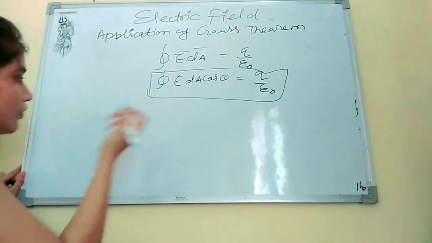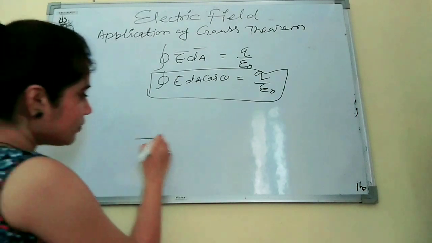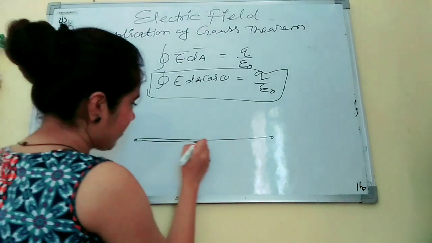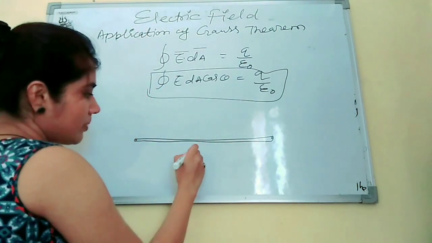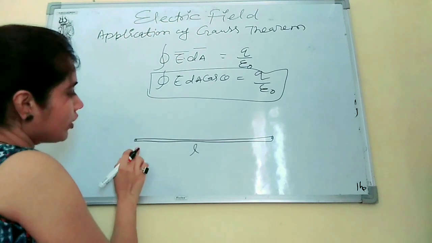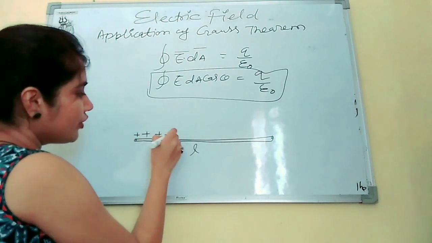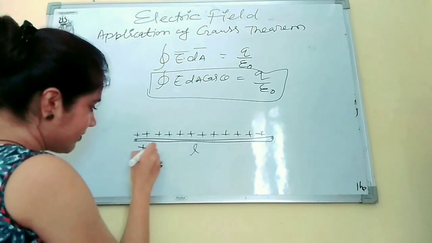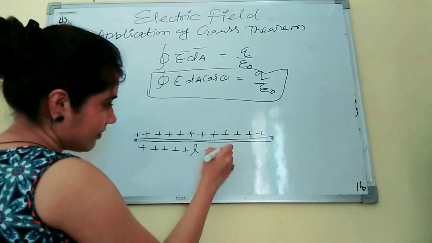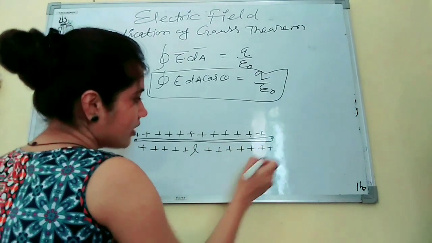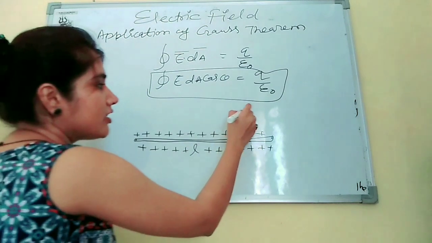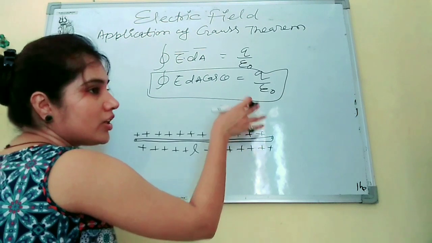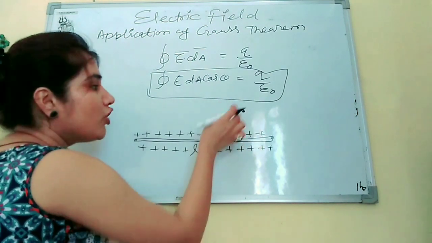So for the application, first, suppose we have a long wire. It has some length, suppose this is L, and the charge is distributed uniformly like this. Because of this charge, we have taken a certain point at some distance, and we now want to find the value of electric field.